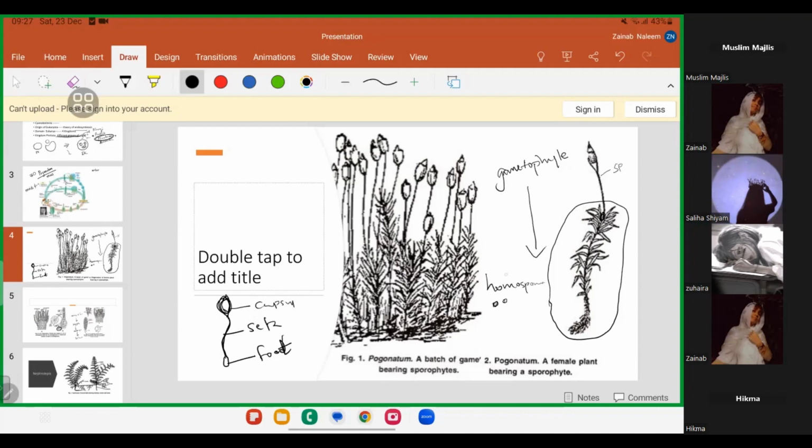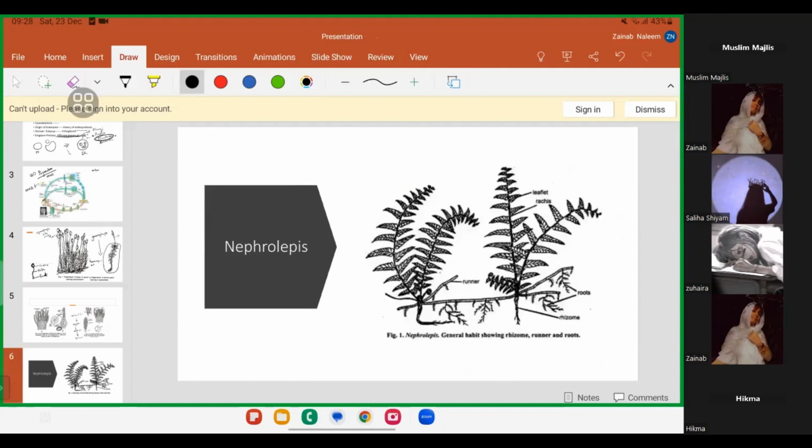Okay, why did I say it's meiosis? Because the sporophyte is diploid. It needs to produce haploid spores. So it is meiosis. So this is a brief idea about the Polytrichum. I'm moving to the Nephrolepis next.